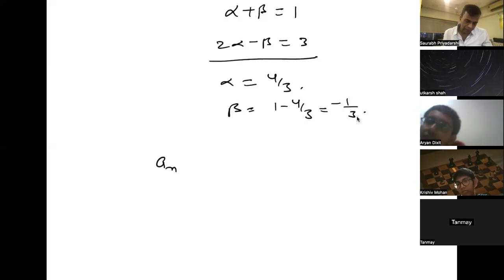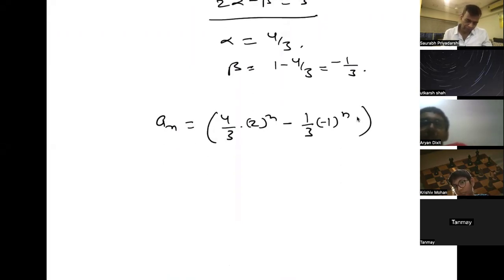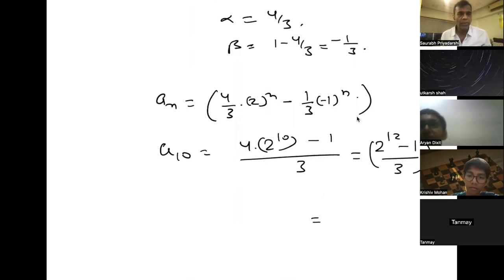So this an is equal to alpha, 4 by 3 into 2 to the power n, minus 1 by 3 into minus 1 to the power n. So a10 you have to find. So that will be 4095 by 3, minus 1 upon. So won't it be 4 by 3 into 2 to the power 10? Something like this. What number is coming? 4095 by 3, 1365.